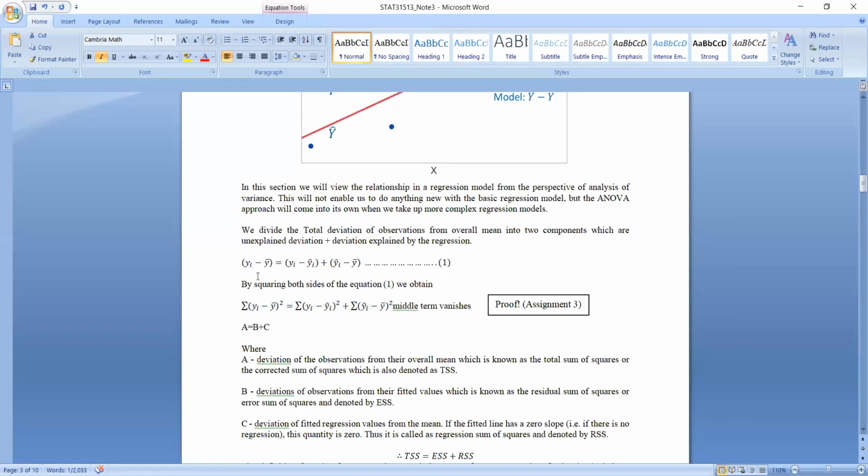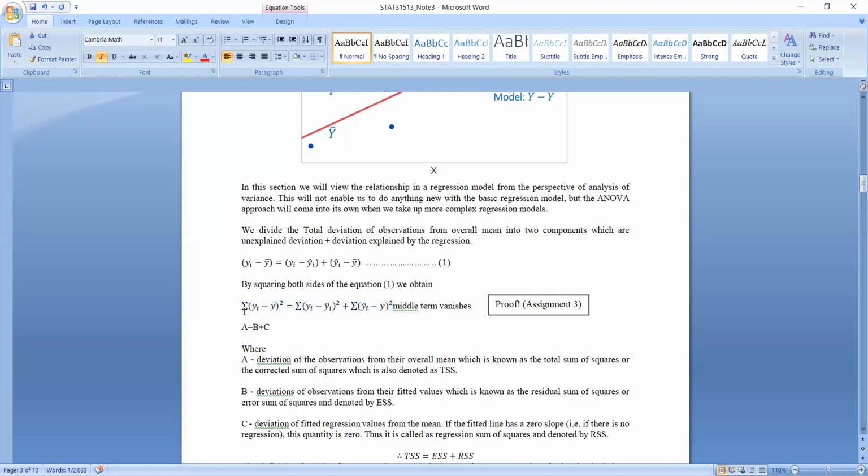On your left hand side, you have the summation of yi minus y bar squared, that is equal to the summation of yi minus yi hat squared plus the summation of yi hat minus y bar squared. So if you look at your left hand side, where you have only 1 term, what we are doing is we are taking the deviation of all the observations of your response variable from its own mean.